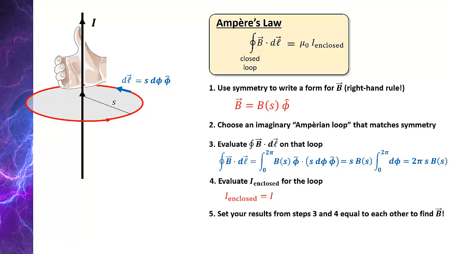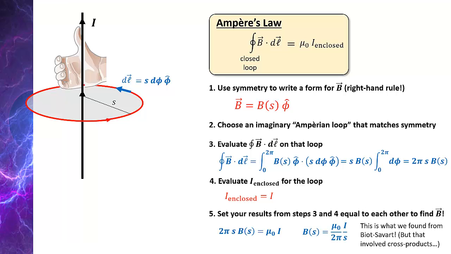Well, we've got the left-hand side of Ampere's law. We've done the line integral. We've got the right-hand side. We've got I enclosed. We just need to set them equal to each other with that factor of mu naught. So I have 2 pi s B of s is equal to mu naught times I. And I need to solve for the magnetic field B. So the magnetic field B as a function of s is mu naught over 2 pi, I over s, where s is the distance from the wire.